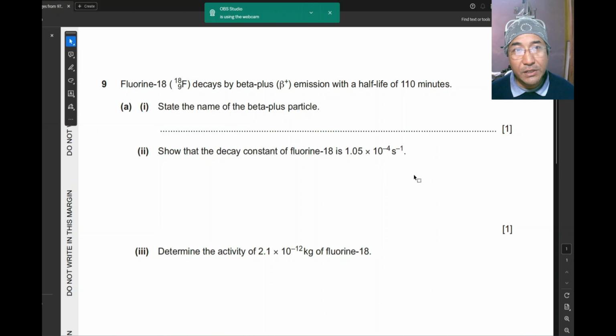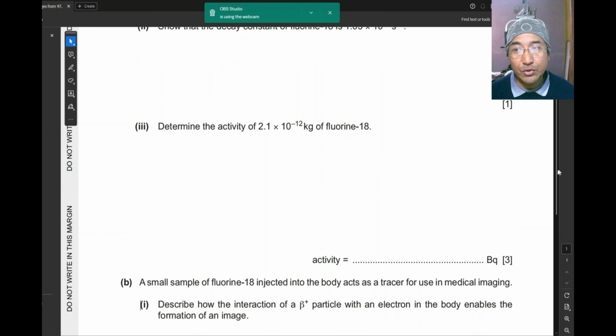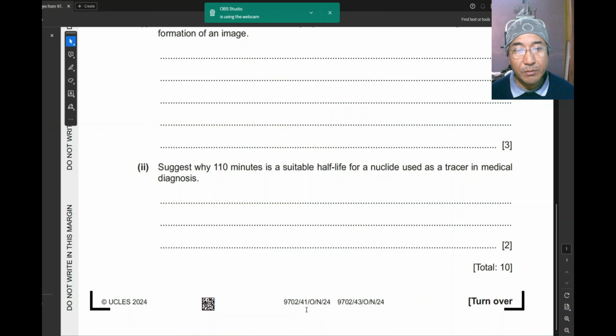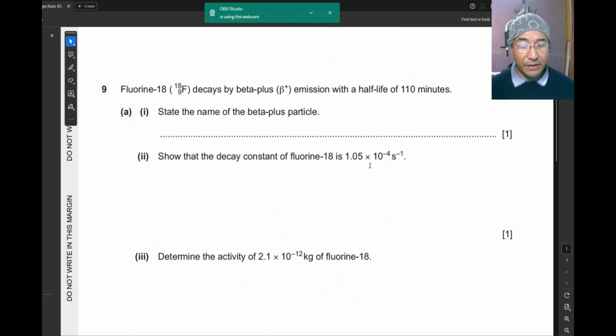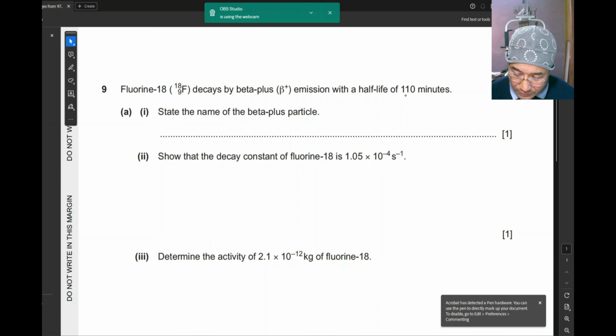The first question that I'm dealing with today belongs to the 2024 October/November paper 41 and 43, and the number is 9. It is about the chapter nuclear physics and radioactivity, and it has some tint of PET scanning as well from medical physics. It says: fluorine-18 decays by beta plus emission with a half-life of 110 minutes. State the name of the beta plus particle.